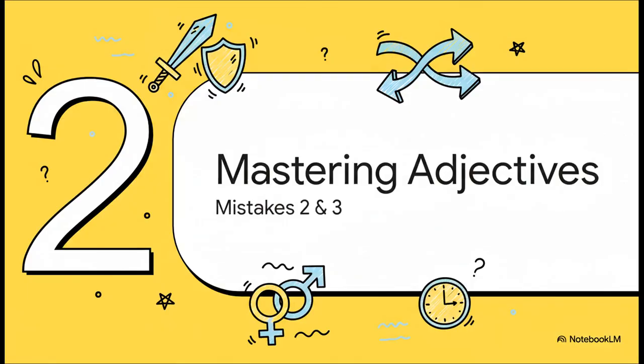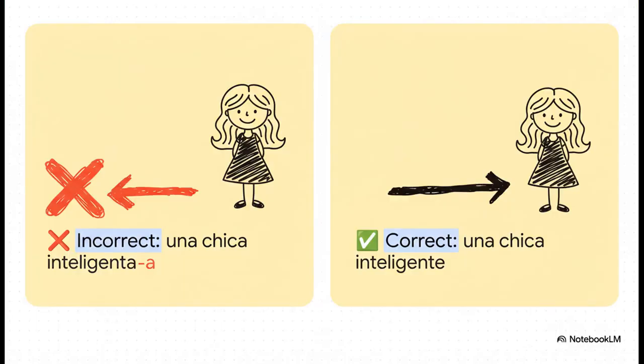Okay, let's move on. Now that we've totally nailed what an adjective does, let's talk about 2 other common little traps: getting the gender right and putting it in the right place. Yeah, this is a classic. It makes total sense why people do this. You learn that adjectives have to match the gender of the noun, so you get excited and start switching every o to an a. But Spanish has some important exceptions.